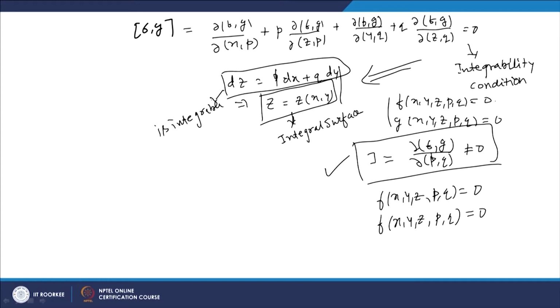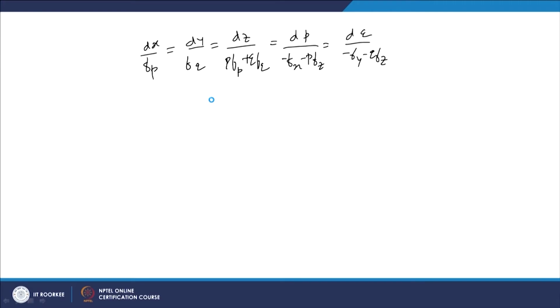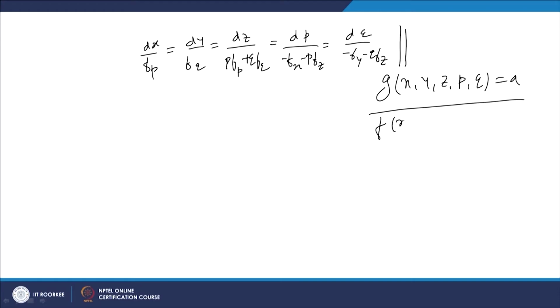With the help of this compatibility, we have obtained the Charpit auxiliary equations, which are dx upon fp equal to dy by fq equal to dz by (p fp plus q fq) equal to dp by (minus fx minus p fz) equal to dq divided by (minus fy minus q fz). And with the help of these auxiliary equations, we try to find g(x, y, z, p, q) equal to a, which is compatible with your original f(x, y, z, p, q) equal to 0.